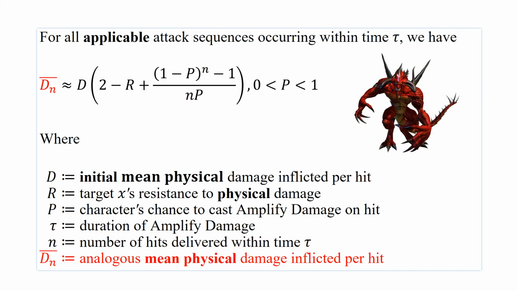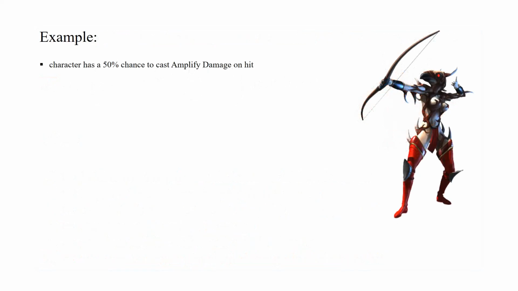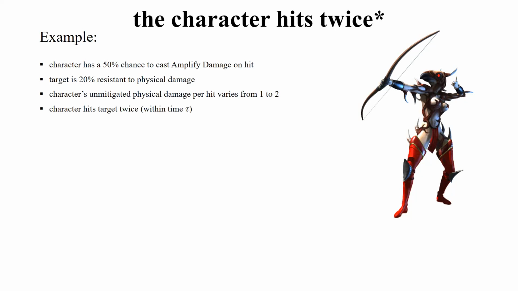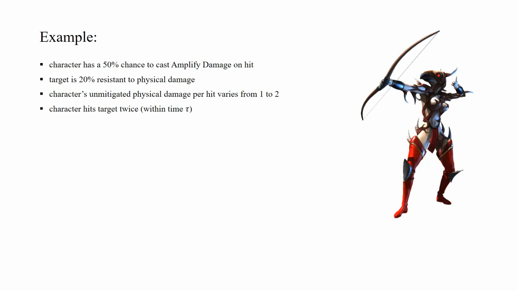Now that we've discussed this equation, let's do an example. In this example, let's say a character has a 50% chance to cast Amplify Damage on hit. The target is 20% resistant to physical damage. The character's unmitigated physical damage per hit varies from 1 to 2 inclusive. And the target hits twice. And again, all this occurs within time tau under the aforementioned conditions.